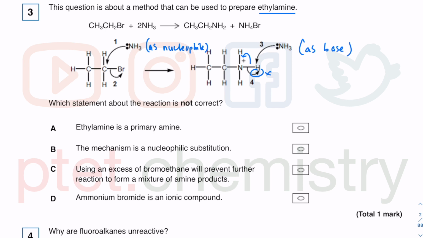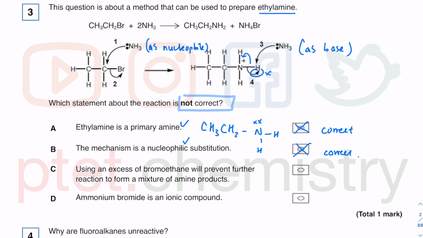So which statement about the reaction is not correct? Ethylamine is a primary amine. So yes, because you have CH3, CH2, and then NH2. The nitrogen of the amine is bonded to 1 carbon, so it is a primary amine, so not that. The mechanism is a nucleophilic substitution, so that is definite. Hang on, what do they want? This is a negative question, not correct. So this is correct. This next one is also correct, because it is a nucleophilic substitution. So that is not what we want.